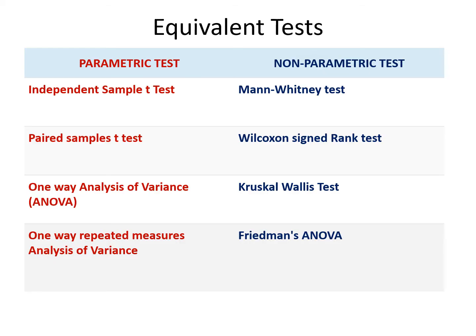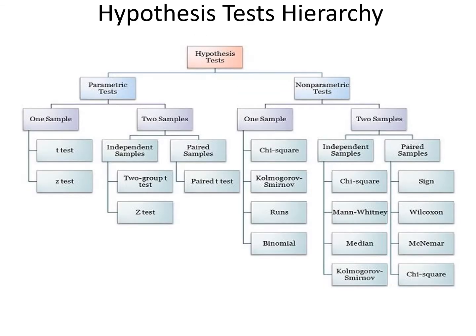For the paired sample t-test, the equivalent is the Wilcoxon signed rank test. For one-way analysis of variance, or ANOVA, the equivalent non-parametric test is the Kruskal-Wallis test. And for one-way repeated measures analysis of variance, the equivalent test is Friedman's ANOVA. It is still ANOVA, but it is Friedman's ANOVA.